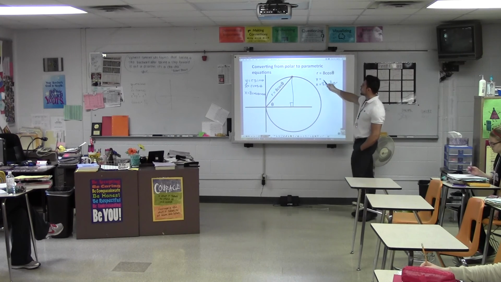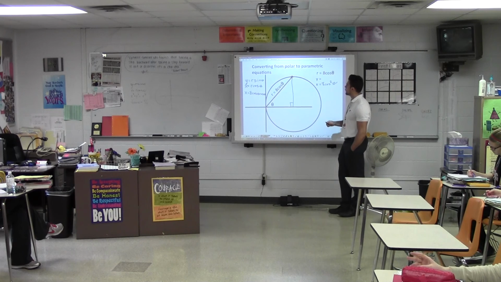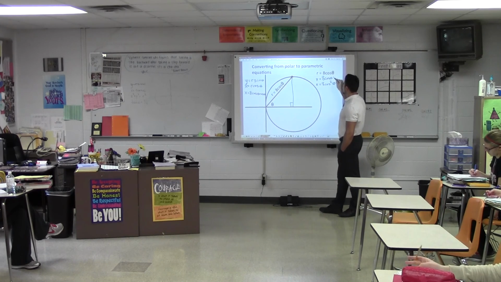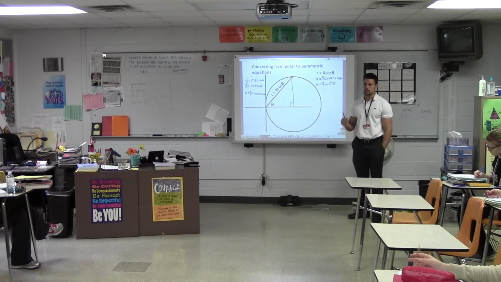And then same exact thing for the y. If we just want the y part of this equation, for our parametric form, we're just going to multiply by sine. R is a cosine of theta times sine of theta. And we're done.